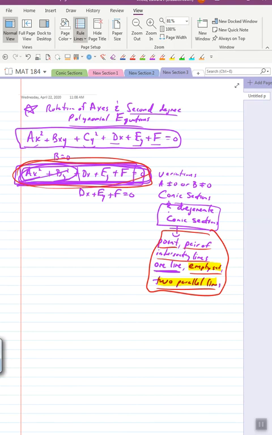Alright, now, that's all great, but the real question is, what happens when that xy term is there? That's what this section is about. We already know all of these. The question is, how do I deal with this guy? Okay, so, let's notice the following.